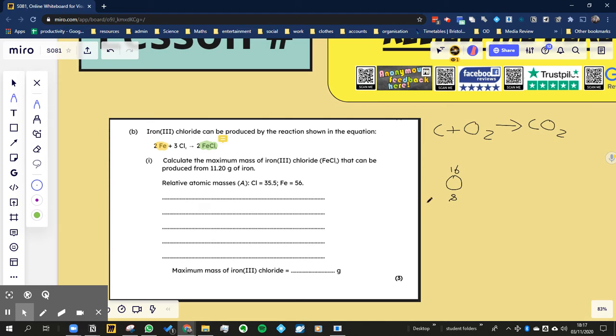So just to recap, what is a mole? A mole is just 6.02 times 10 to the 23 atoms or molecules of something. So a mole of oxygen would be that many oxygen molecules, and a mole of carbon would be that many carbon atoms.